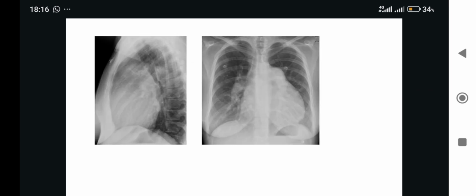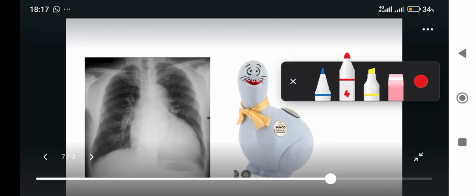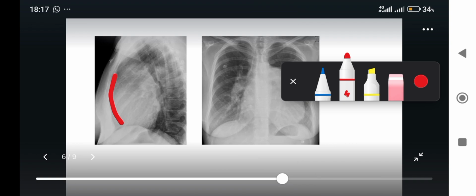Then we'll talk about filling of the retrosternal space. You see the whole retrosternal space is here. But there is something here in case of X-ray with a lesser degree of enlargement.